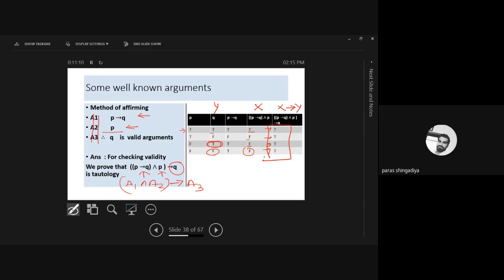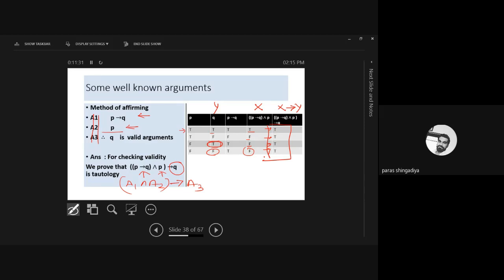So what does it mean? That this argument a1, a2, a3 is a valid argument. These are valid data. Is the procedure to solve validity clear? Is there any doubt in any step?